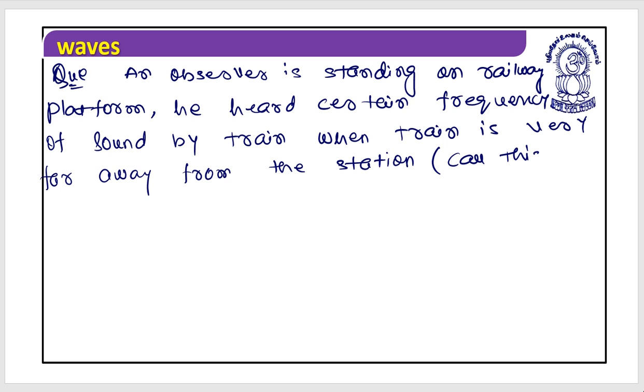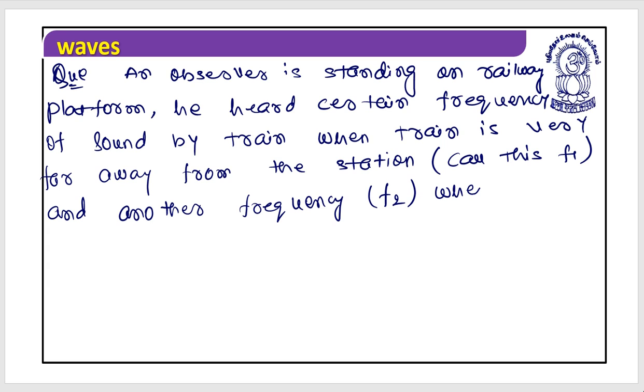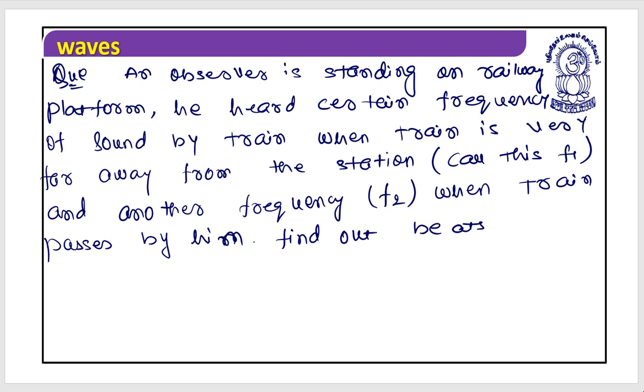Call this f1, and another frequency f2 when the train passes by him. Find out the beats frequency of this. How will you do this?